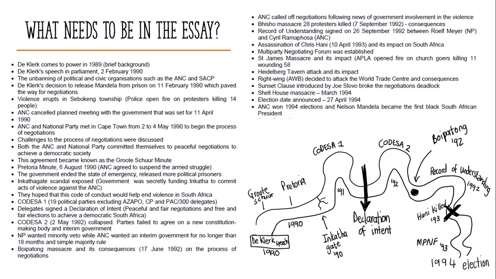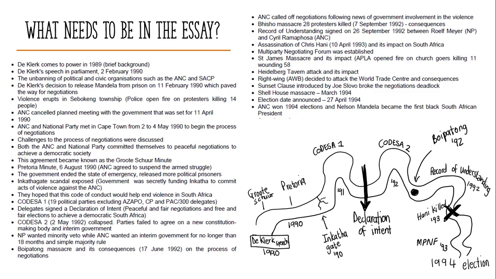But unfortunately, they are exposed in the Inkatha Gate scandal, where the government was secretly funding the Inkatha Freedom Party to commit acts of violence against the ANC. So the government had one face where they say, oh, but we're negotiating, and on the other side they were causing nonsense between the IFP and the ANC. So then we have people that don't really agree with the negotiations and things like this.